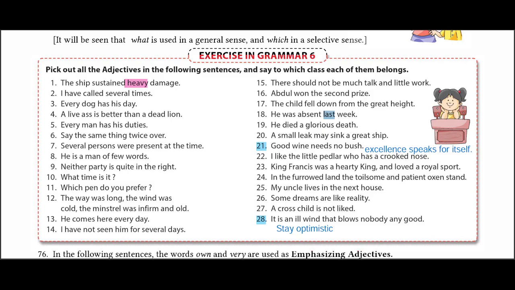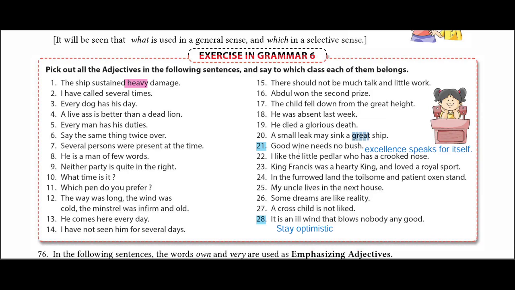He died a glorious death. Glorious is describing death. So it is an adjective of quality or descriptive adjective. A small leak may sink a great ship. Small is an adjective of quantity, and great is an adjective of quality.